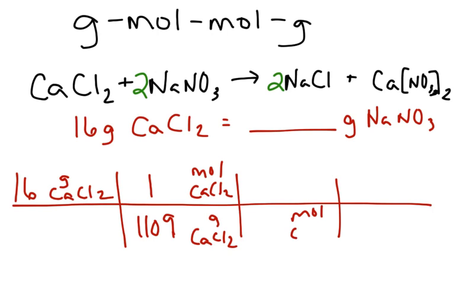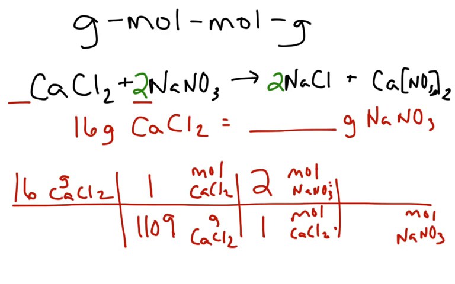Then we're going to use moles of calcium chloride to get to moles of sodium nitrate. You can only have two different chemicals on top of each other if they're both in moles. So we go to the balanced equation. Coefficient in front of NaNO3 is 2. Coefficient in front of CaCl2 is 1. Then my last step, I'm going to go from moles of sodium nitrate to grams of sodium nitrate. And again, I'm going to use the molar mass from the periodic table, which is 85.